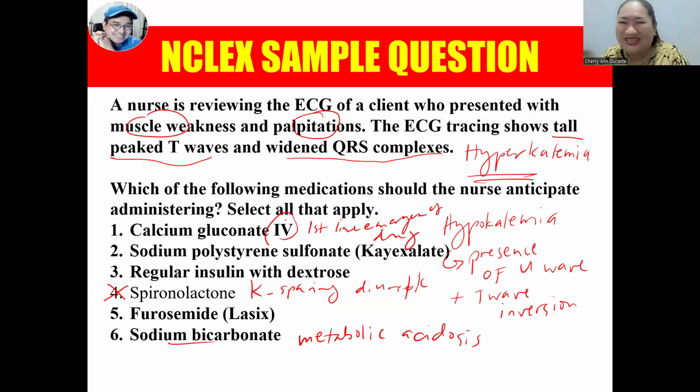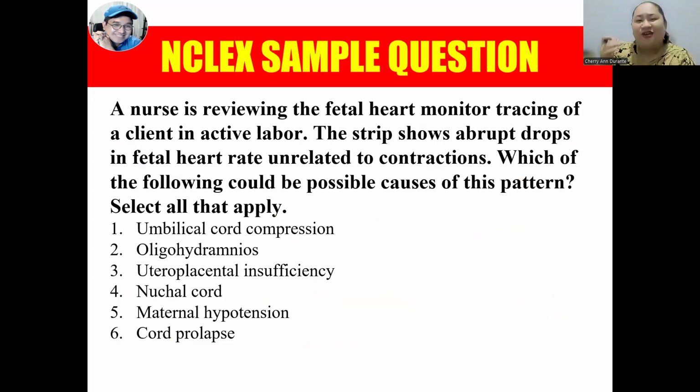Let me go to the next one. For the next diagnostic test, I think this is maternity. There we go. A nurse is reviewing the fetal heart monitor tracing of a client in active labor. The strip shows abrupt drops in fetal heart rate unrelated to contraction. Ooh. What kind? So you see the word here, drops. So it's a kind of deceleration. Right? There you go, right, Camille?